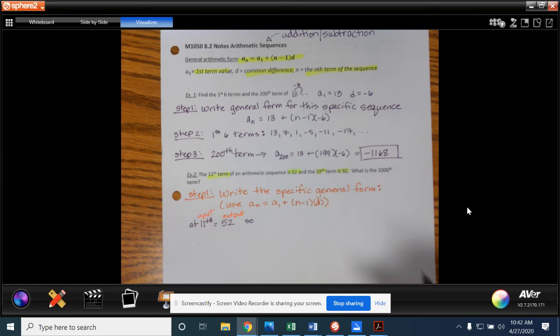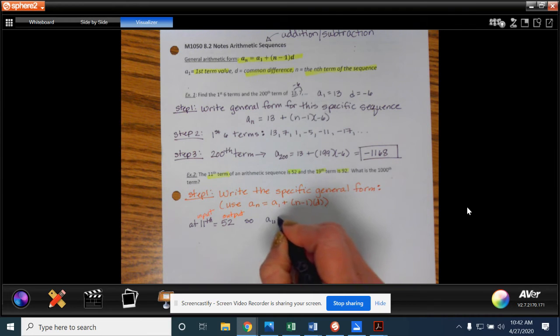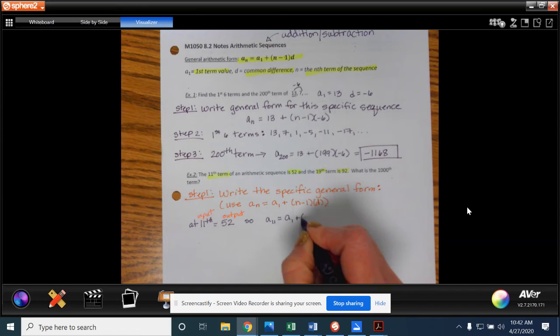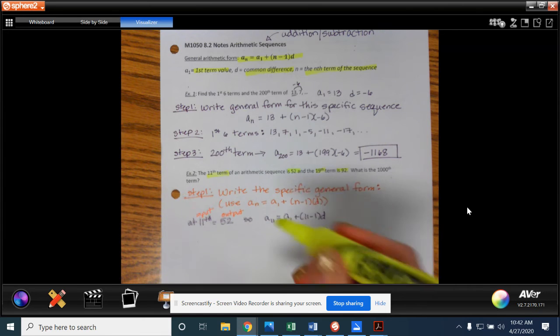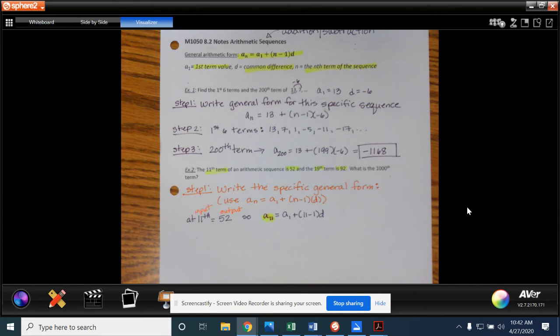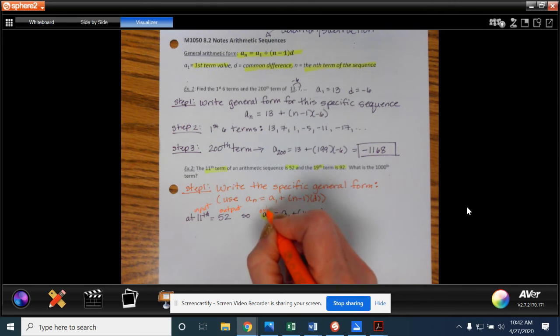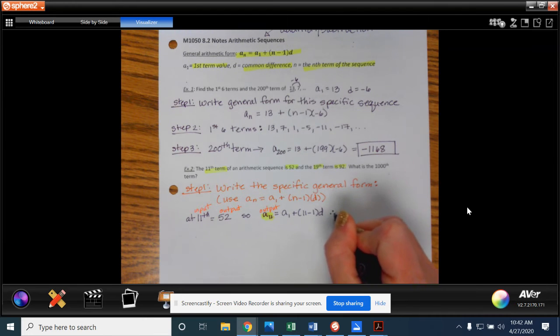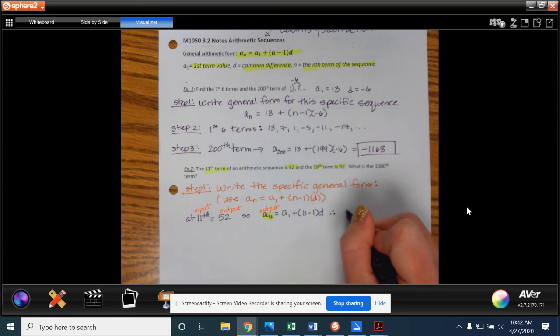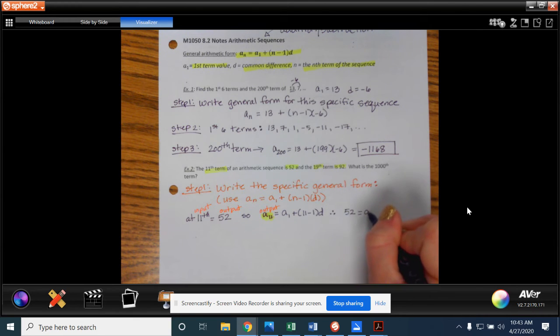So we will have my a of 11 equals a of 1 plus 11 minus 1 times d. Now remember that this item right here is your output. Well, we know what our output is. We don't know our d, and we don't know our a of 1, but at least I can fill that part in. Therefore, I have 52 equals a of 1 plus 10 times d. That much I know.